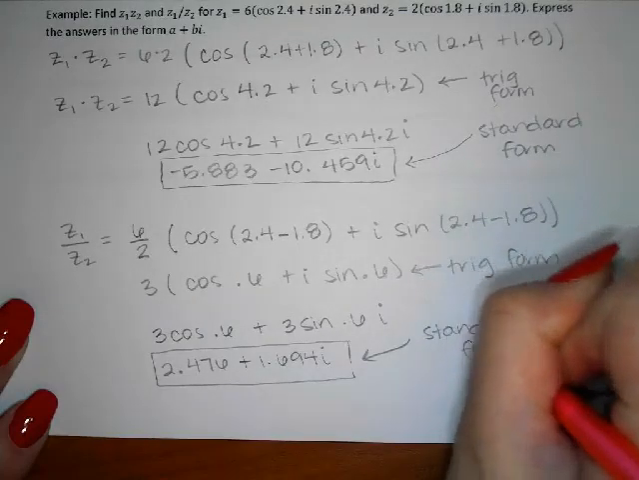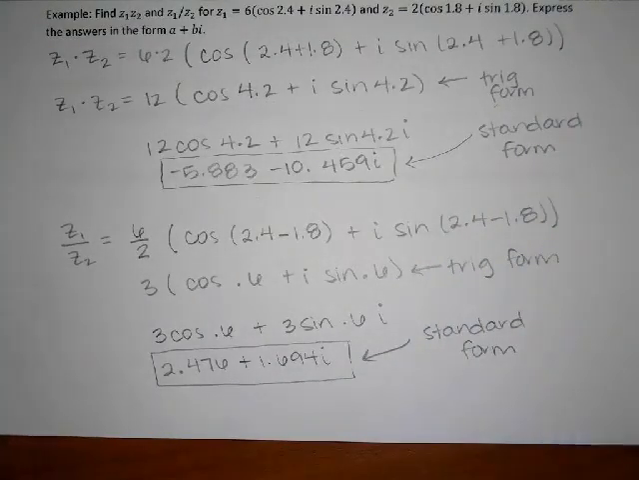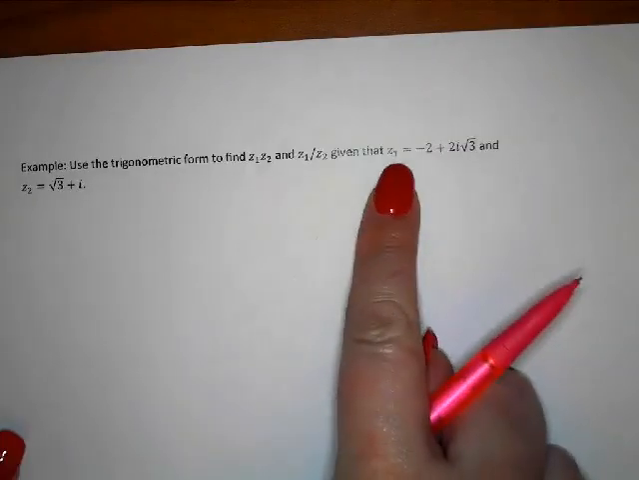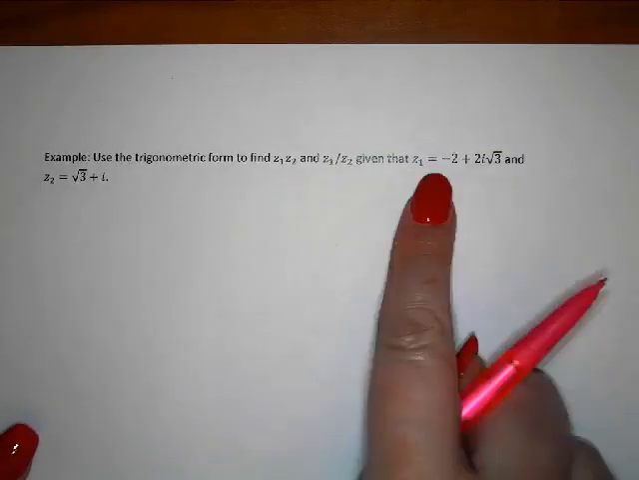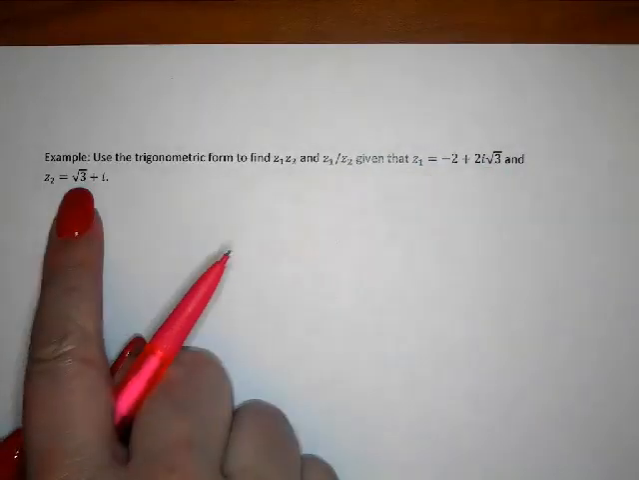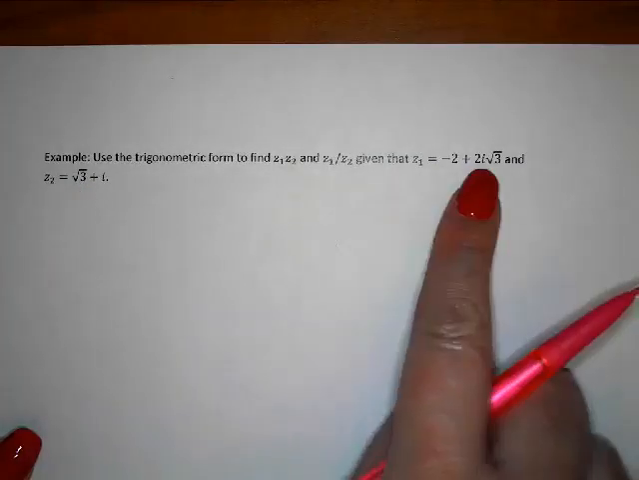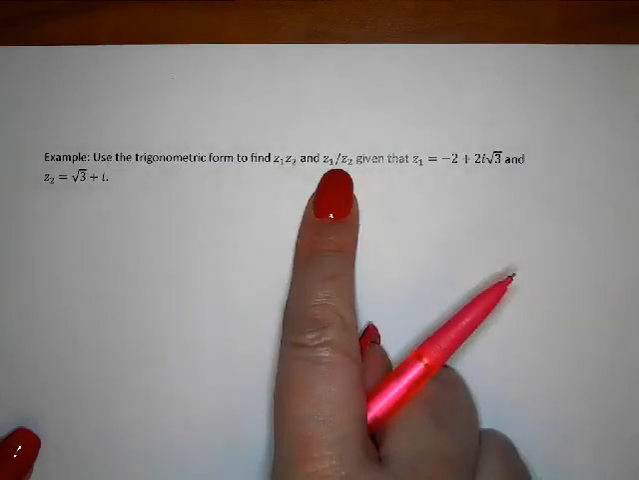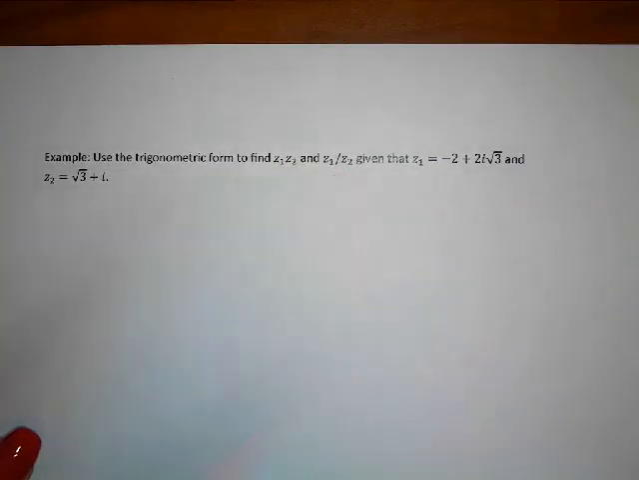All right, now they're going to make it a little more complicated. They're going to give us two complex numbers just like before, but when they give us the complex numbers, they're going to give us the complex numbers in that standard form. And in the standard form, they're going to say find the product and find the quotient. But our product and quotient formulas are in the trig form. So we need to convert these into the trig form to find the answers.